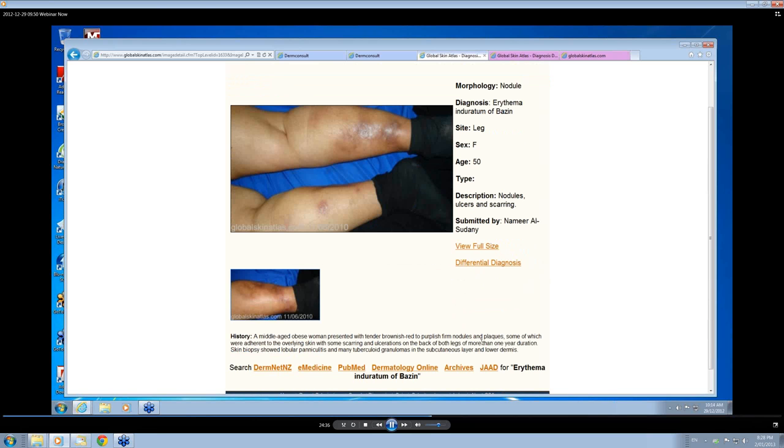Obese woman, tender brownish red to purple nodules and plaques, some adherent to the overlying skin, some scarring and ulcerations. 1 year duration. Skin biopsy shows a lobular panniculitis with many tuberculoid granulomas. See, at one stage this was thought to be one of the sort of reactions you get with tuberculosis. Not any longer. But remember we said 60% of them may show granulomas, tuberculoid granulomas. Shown here.